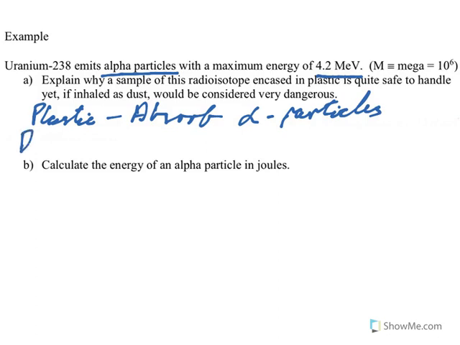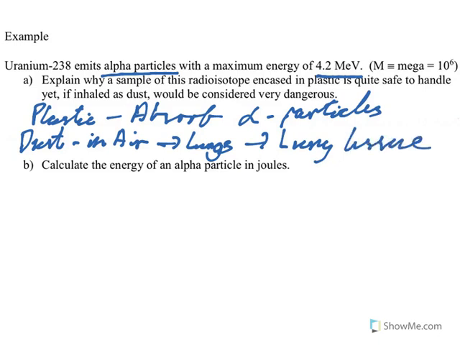However, the dust, if it's in the air, gets into the lungs. So then it's going to affect your lung tissue. The lung tissue is exposed, and so it would absorb the alpha particles, which then gives you a risk of some sort of radiation poisoning. Part B says calculate the energy of an alpha particle in joules.